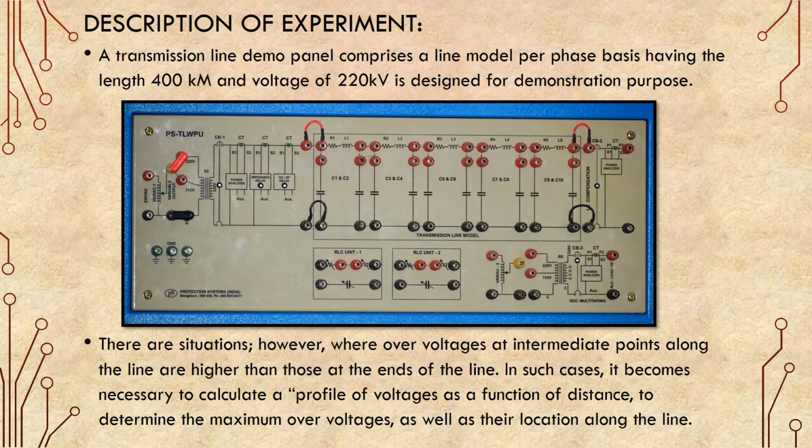As you can see, this is transmission line 1, 80 km. If we connect all of them in series, we will get the 400 km, 220 kV transmission line. Whatever voltage you get in terms of volts here, that same thing will reflect in terms of kilovolts in the real transmission line. That means this is the model of a transmission line.